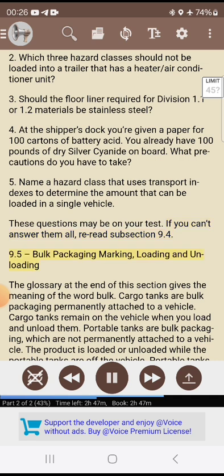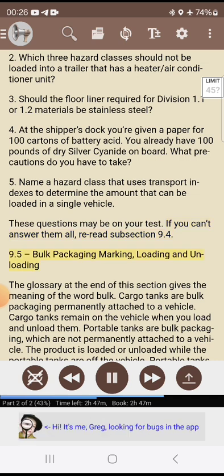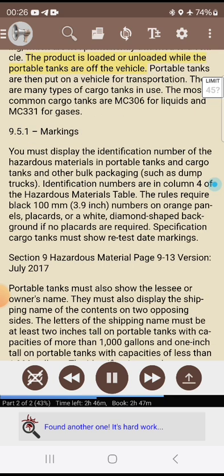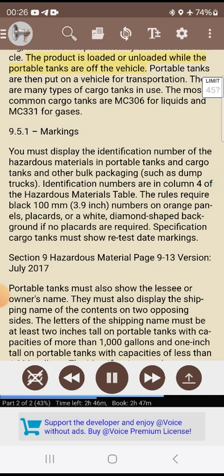9.5 Bulk packaging marking, loading and unloading. The glossary at the end of this section gives the meaning of the word bulk. Cargo tanks are bulk packaging permanently attached to a vehicle. Cargo tanks remain on the vehicle when you load and unload them. Portable tanks are bulk packaging which are not permanently attached to a vehicle. The product is loaded or unloaded while the portable tanks are off the vehicle. Portable tanks are then put on a vehicle for transportation.